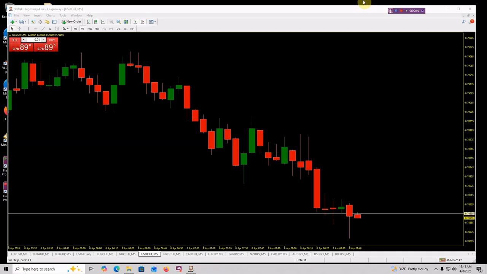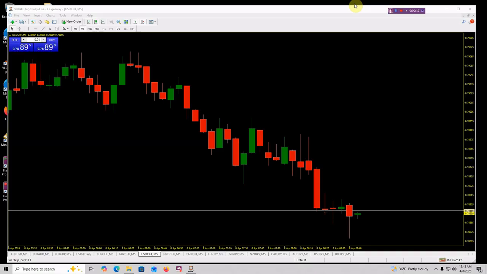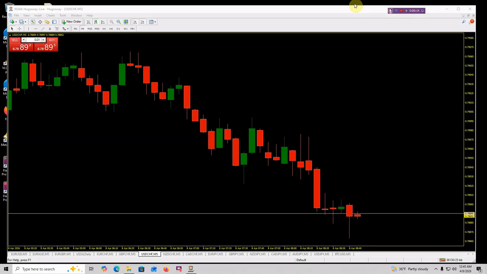Alright, so here we are with another trade. This one's going to be on the dollar Swissy. But before I get into this trade, I want you all to look at this chart and you tell me, what am I going to do here? Am I going to sell or am I going to buy? Look at it real carefully.